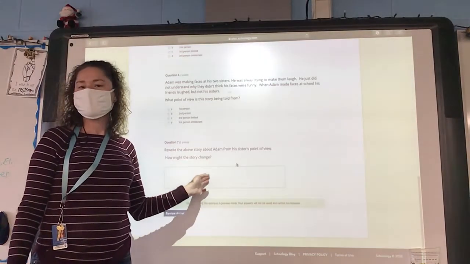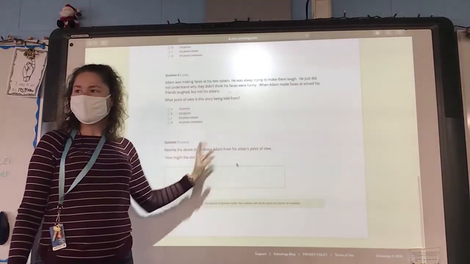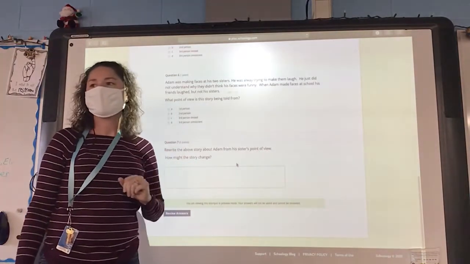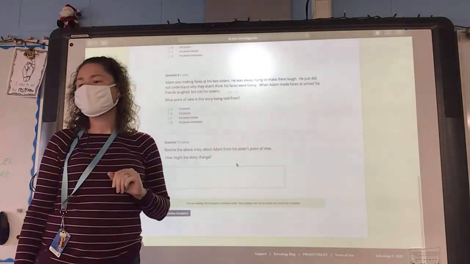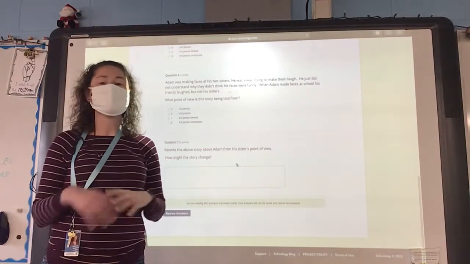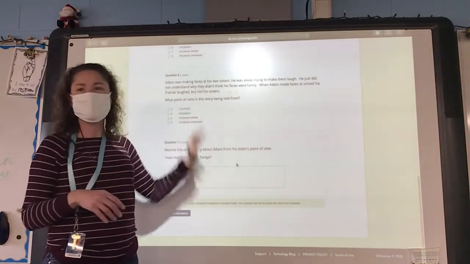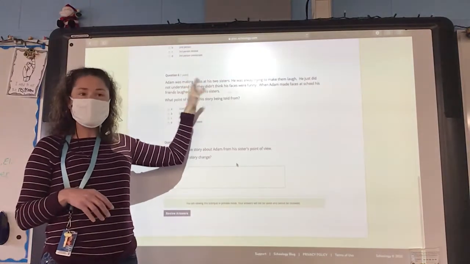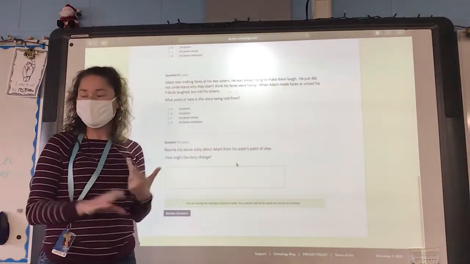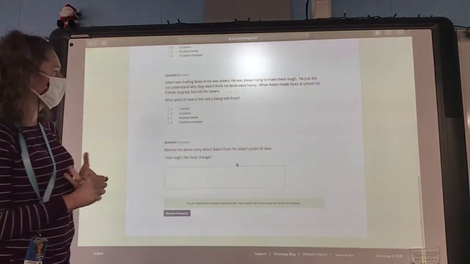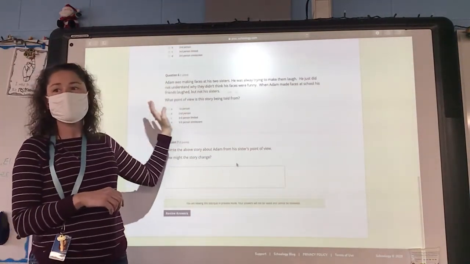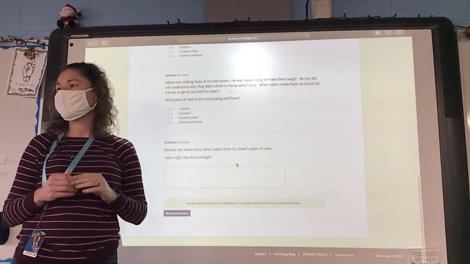A little hint: copy, paste, and then make some adjustments so you don't have to retype every single thing. But you can't leave it exactly like this, because then I won't give you credit. If it looks exactly the same, it's not going to work. You're going to have to change verbs. You might have to change pronouns. You might have to change the names or eliminate the names, depending on what point of view you're writing it in.